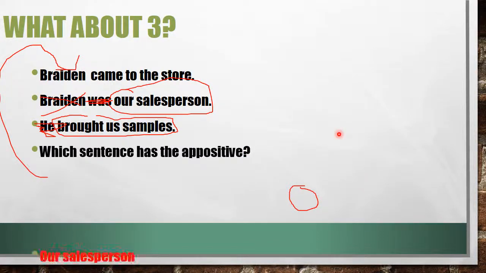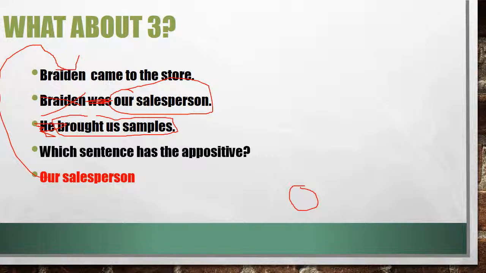Did you figure it out? Yep, our salesperson. This was the only sentence that describes the actual person who Braden is. So once we decide that our salesperson will become our appositive, let's get to work. Now, let's start off by not repeating words. First of all, we already don't want to say that again. We've already mentioned Braden. And since this sentence is our appositive, let's get rid of this. The only words we're taking from this sentence is salesperson.